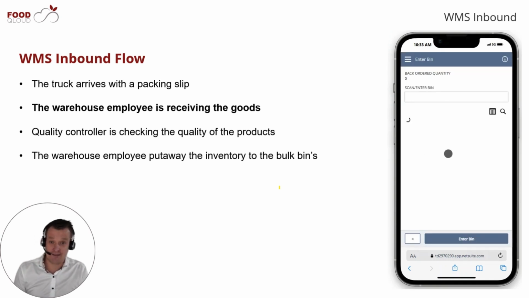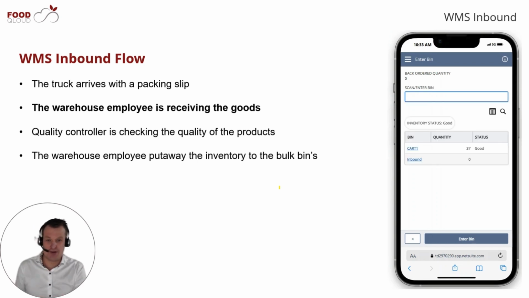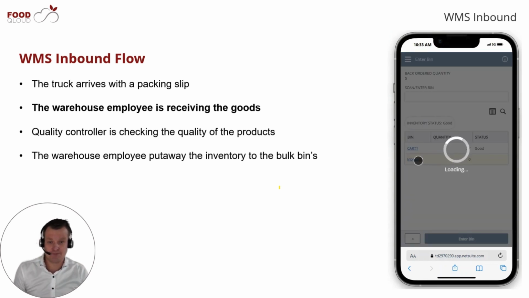and then we can scan the bin. So what we did, we received the item, connected the lot, connected the expiry date, and now we check in which inbound bin we want to store it. Put it on the inbound bin.